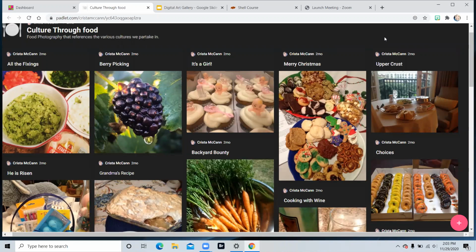But our lesson this week is going to be through photography and food photography. So it's kind of like a modern day still life of what's on your table. But I want you to find something that has culture to it.